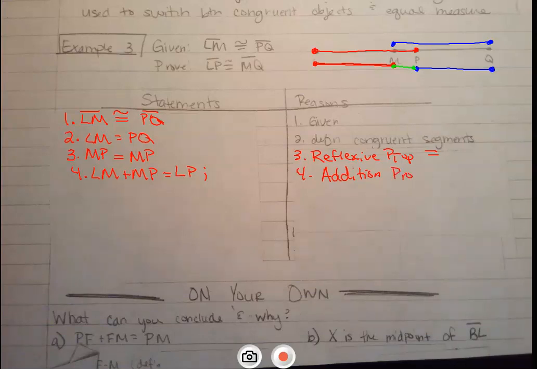So this is the addition property of equality. But we can go ahead and do both of them at this step. If LM plus MP equals LP, what about the other segment? MP plus PQ equals MQ. Is that step 5? No, that's all step 4. We just can put them into the same one.